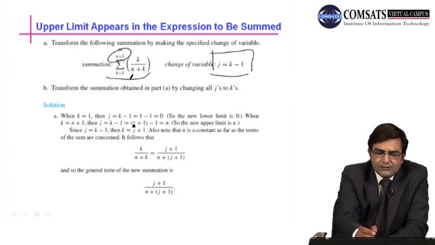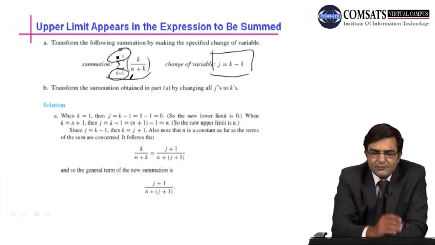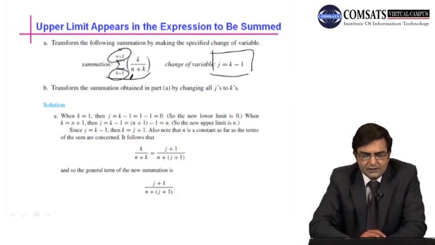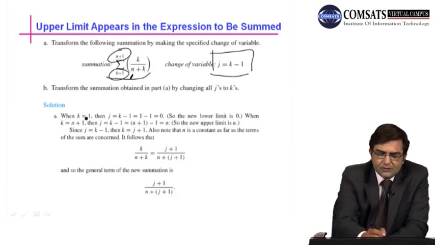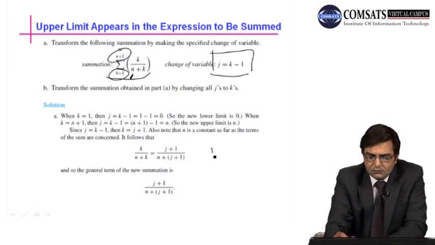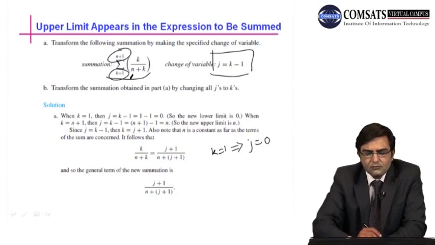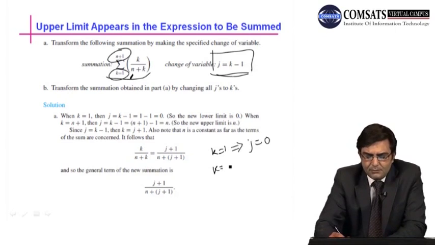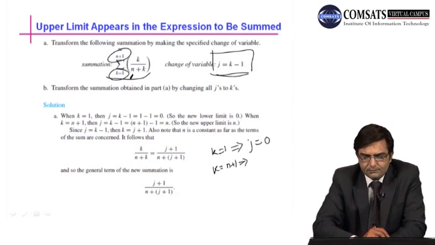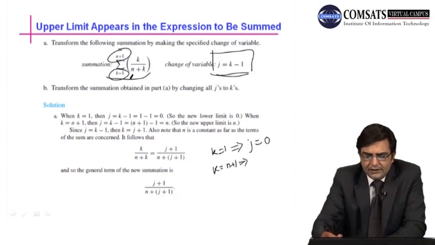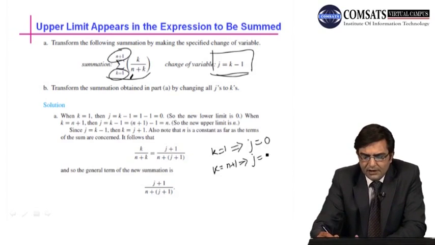When k is equal to 1, we have to change the lower limit of the summation, and then upper limit, and then the general term of the summation. When k is 1, then j is equal to 1 minus 1, which is 0, because we have j is equal to k minus 1. When k is n plus 1, then j is k minus 1, means j is equal to n plus 1 minus 1, which gives us n.